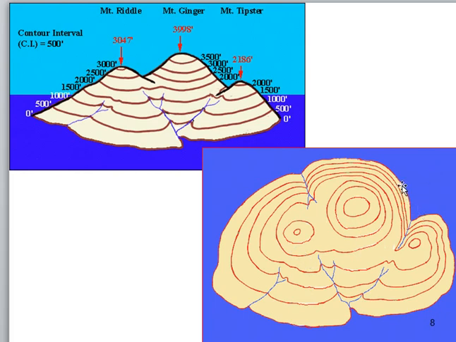On the northeast side of the island, you can see these contour lines are a lot closer, and that indicates that this is a steeper slope or a cliff. And you can see that in the cutaway 3D image here. That's a pretty steep slope compared to that slope.